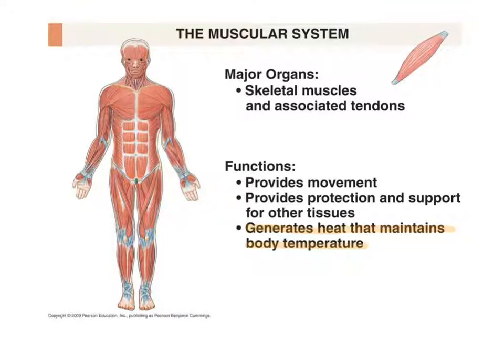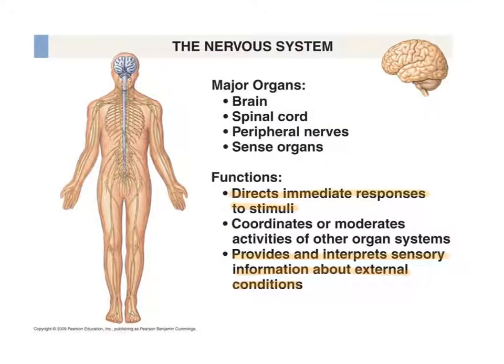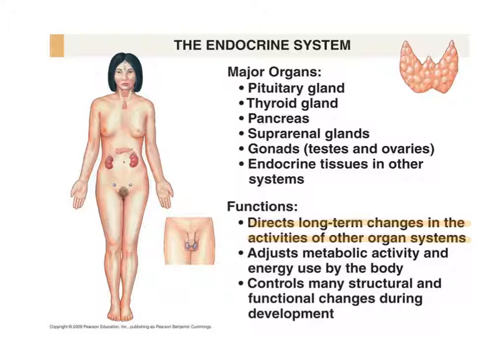Next would be the muscular system. The major organs of the muscular system would be the skeletal muscles, and the major function would be to produce movement. Next would be the nervous system, with the major organs being the brain and spinal cord, and the major function would be to direct immediate responses to stimuli. Next would be the endocrine system. The major organ would be the pituitary gland, the master gland, and it would direct the long-term changes in the activities of the other organ systems.